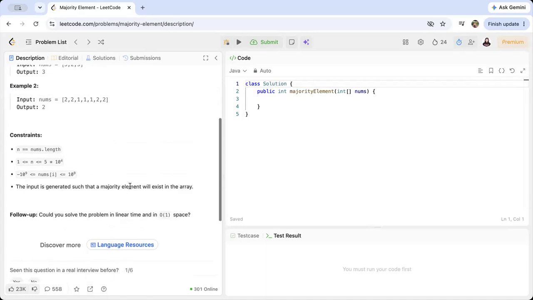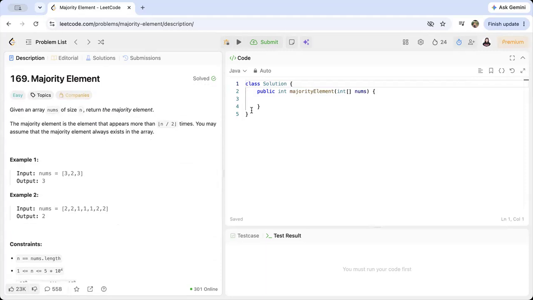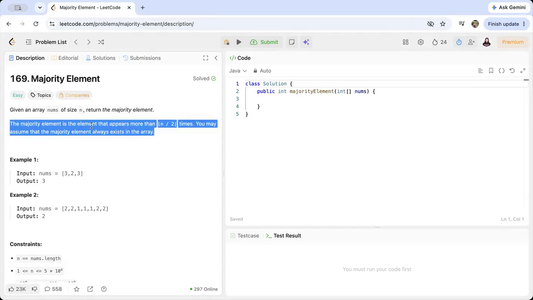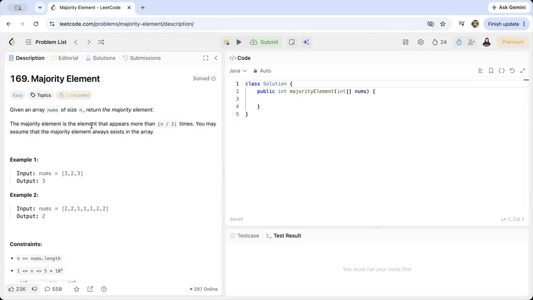To solve this, we're going to use Boyer-Moore's majority voting algorithm, which basically says, let's say we have people from three different political parties, and one party owns the majority. So even if the other two parties combine and leave the room, there will at least be one person from the majority party in the room. This is the entire idea behind Moore's majority voting algorithm.